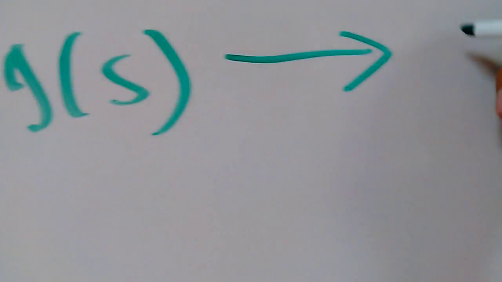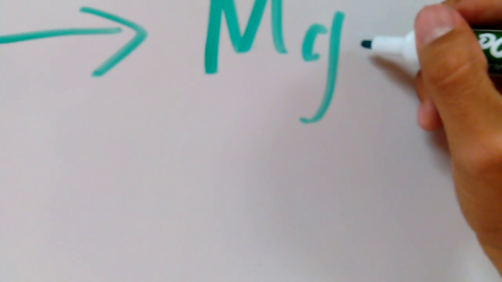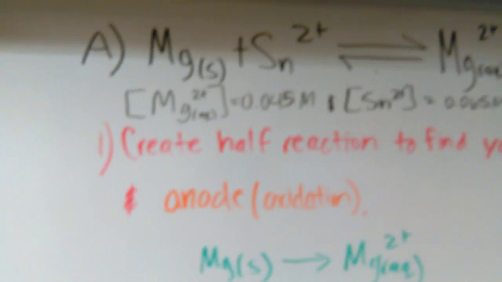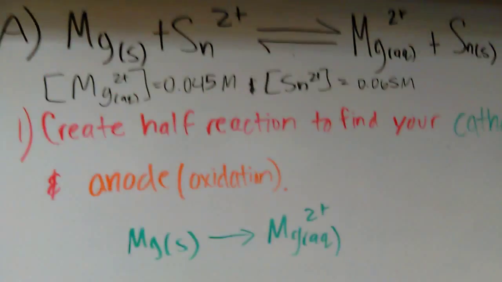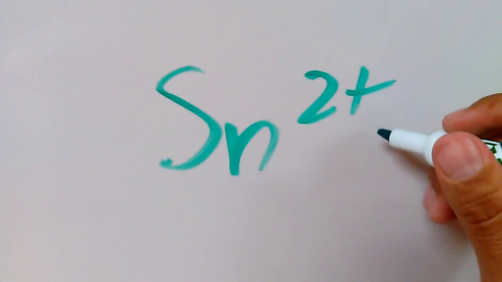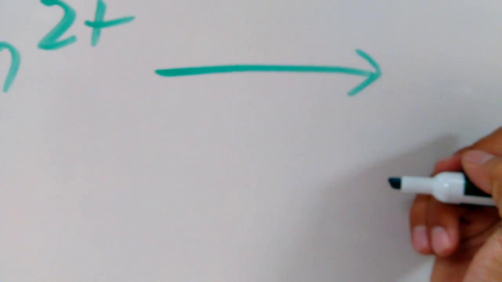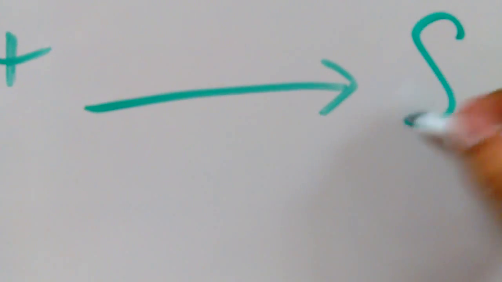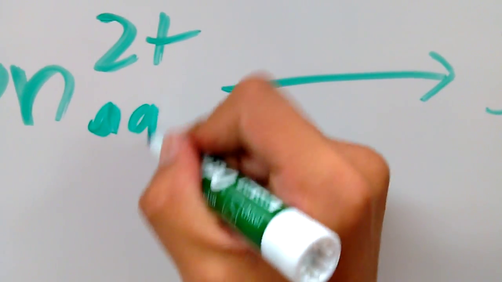Okay, it's going to yield magnesium 2+ aqueous. All right, and you see that we just took it from here to here, just yield it, and we're going to do the same thing with our zinc. So it's going to be our zinc 2+ that's going to yield our zinc solid. And this is going to be aqueous. Make sure we have it there.